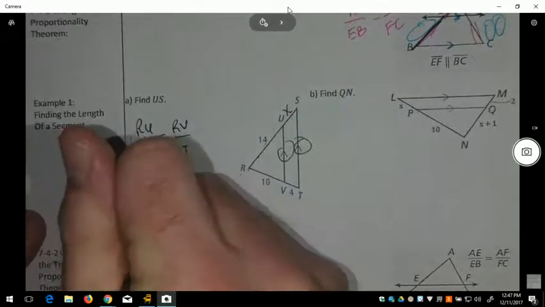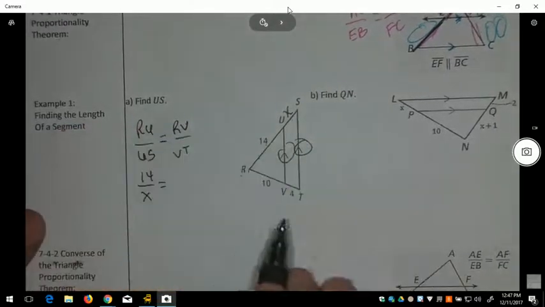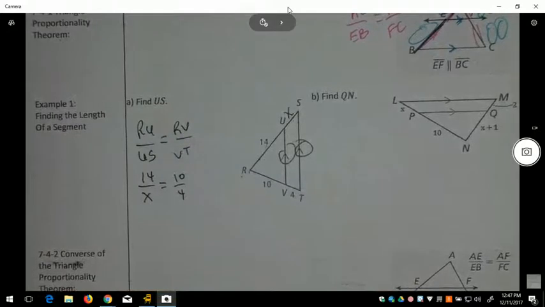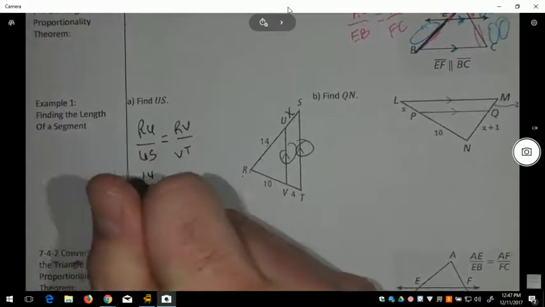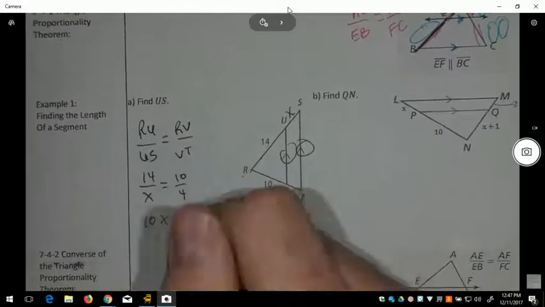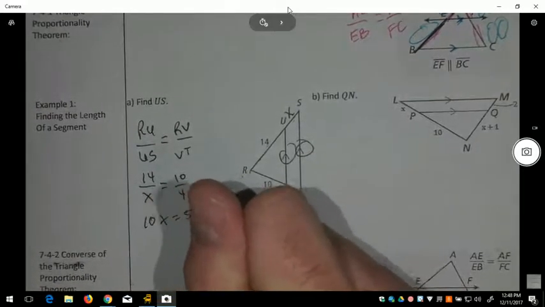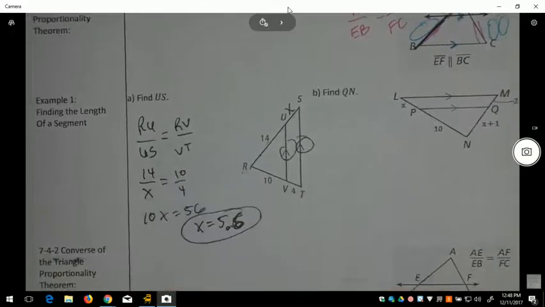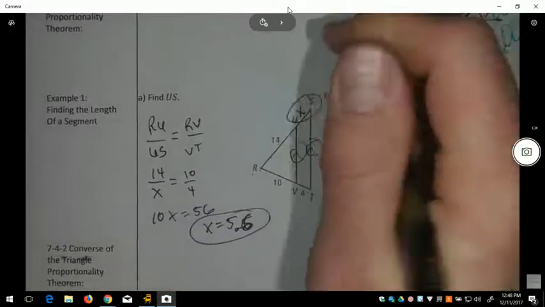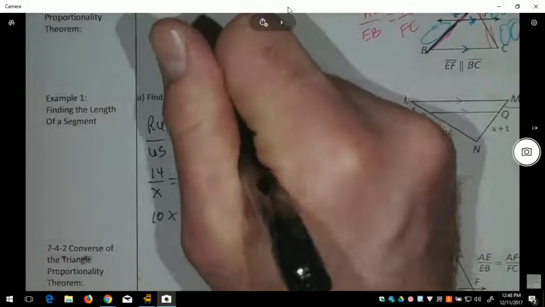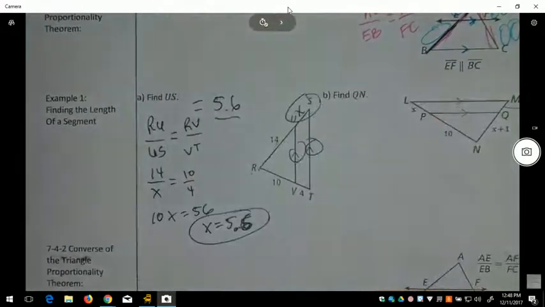So we have 14 over X equals 10 over 4. And so when we cross multiply, we get 10x equals 14 times 4, which is 56. So 10x equals 56, which means x is 5.6. Now that's the value of x. They were asked to find US, which we labeled x. So US is 5.6.